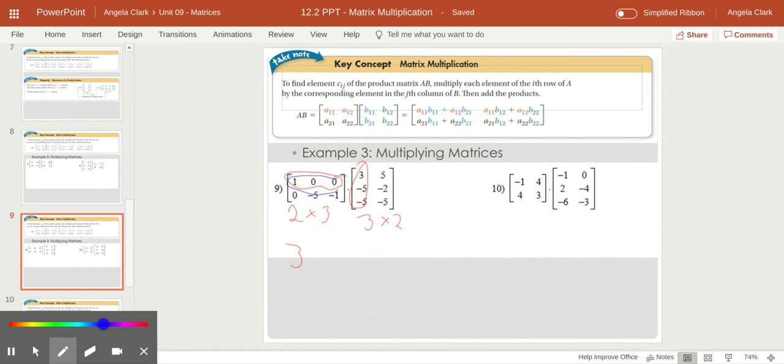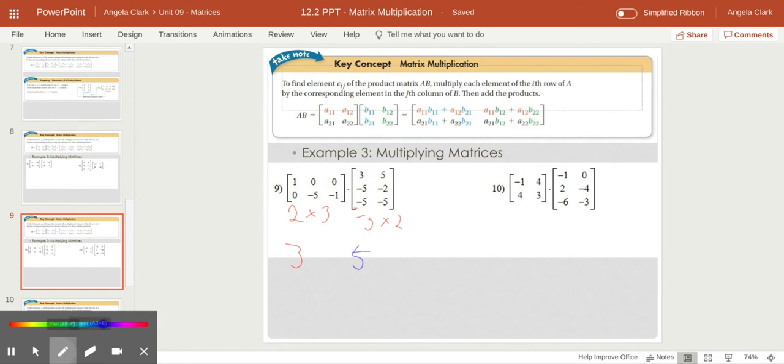All right, so then we're going to do the first row times the second column. So I have 1 times 5 is 5. 0 times negative 2 is 0. 0 times negative 5 is 0. So plus 0, plus 0. Again, I'm not going to write it. Okay. So let's go on to row 2.